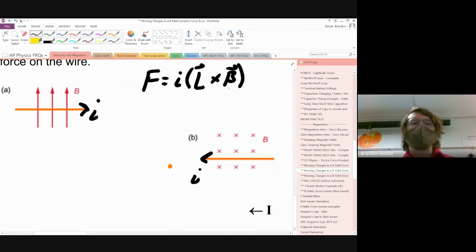As always, put your fingers in the direction of the first vector, which will be the direction of the current length in this. And then curl to the B field. Try this for A, try this for B, try it at the board, try it on your paper, make sure you get the same thing, and we'll talk about what you have found.